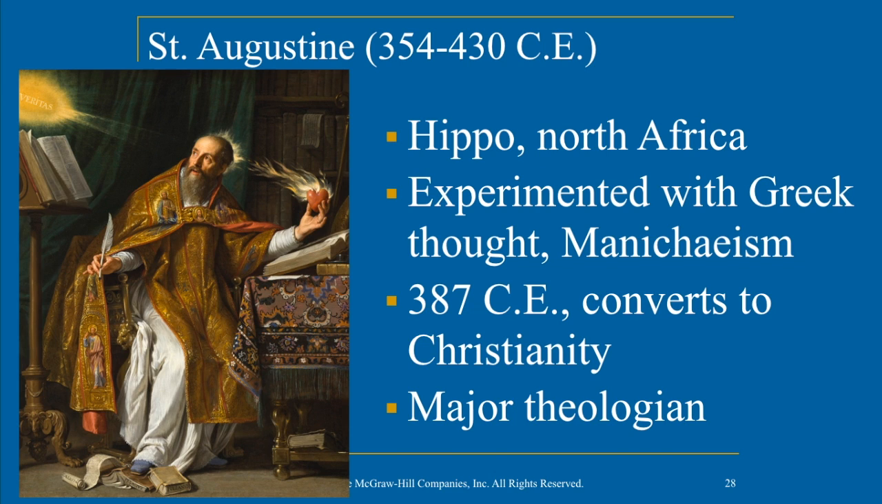Then we get to St. Augustine, a famous Christian. He lived around 354 to 430 CE. He was from Hippo, which is in North Africa. He experimented with Greek thought, Manichaeanism, which will become very evident in a little bit. He was a scholar and a thinker. He was known in his early life to be kind of crazy. And by crazy, I mean he just got drunk all the time. He slept around with girls.